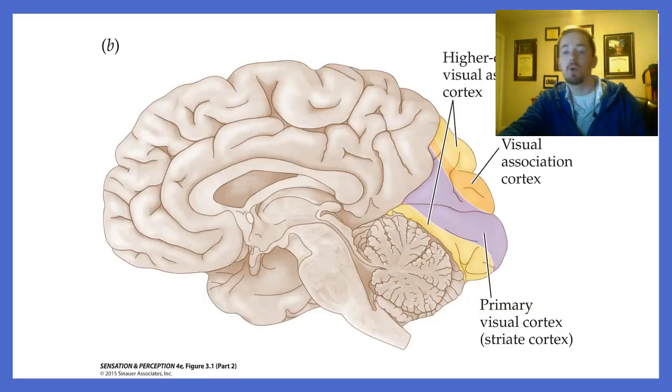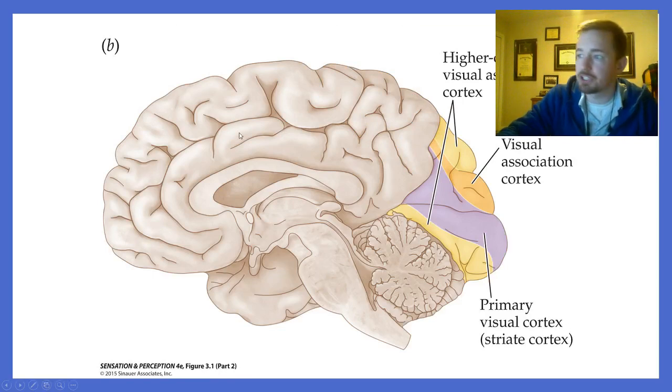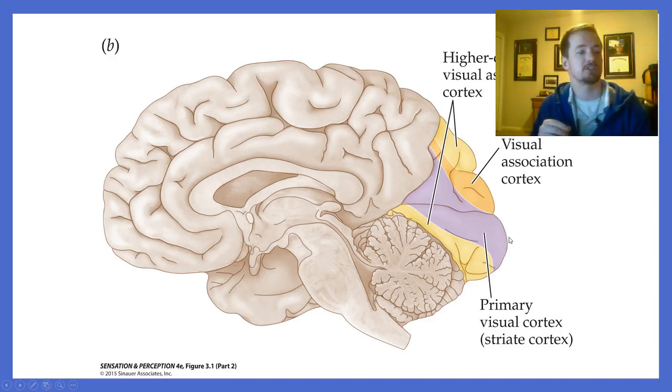Once things move over from the LGN, we're going to move straight to the back of the occipital lobe, here in what is called the V1, also called the striate cortex. This purple part is where the first real visual processing takes place in the brain. This is where we are really starting to make sense of what our eyes are detecting.